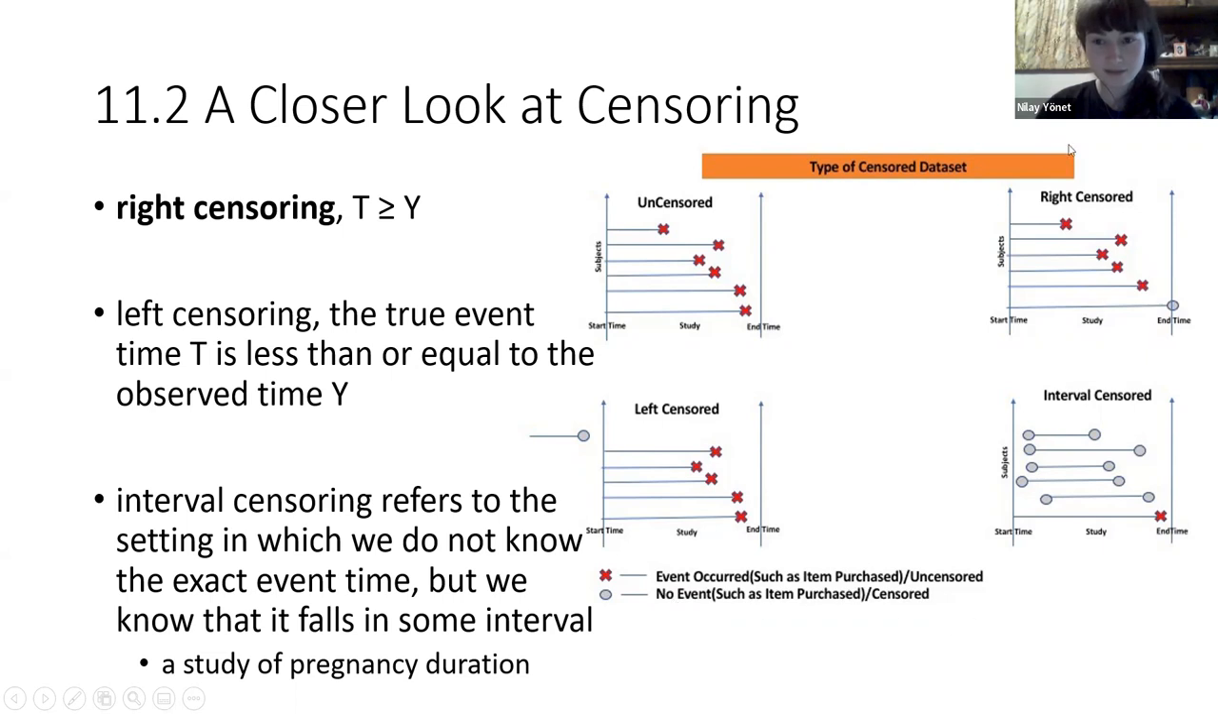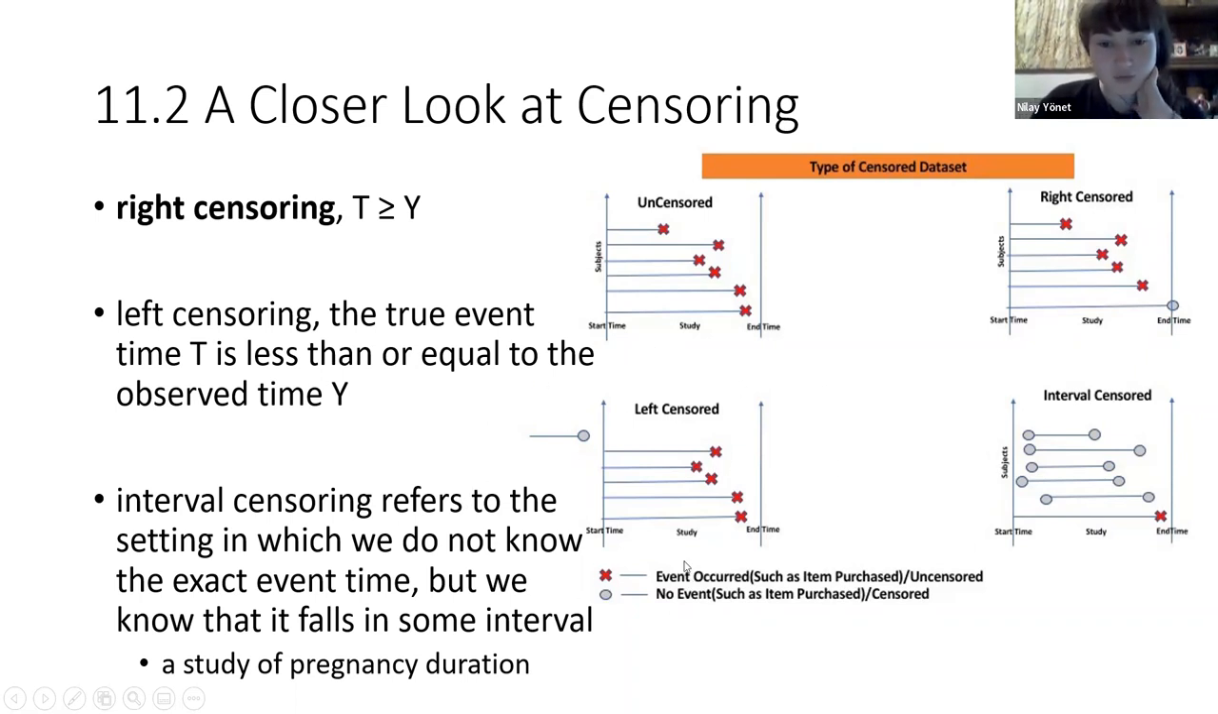And here in this example, the red crosses show that the event occurred, and the gray dot is no event, so nothing happened until the end time of the study. We mostly see the right censored one, but there are other types of censoring as well.